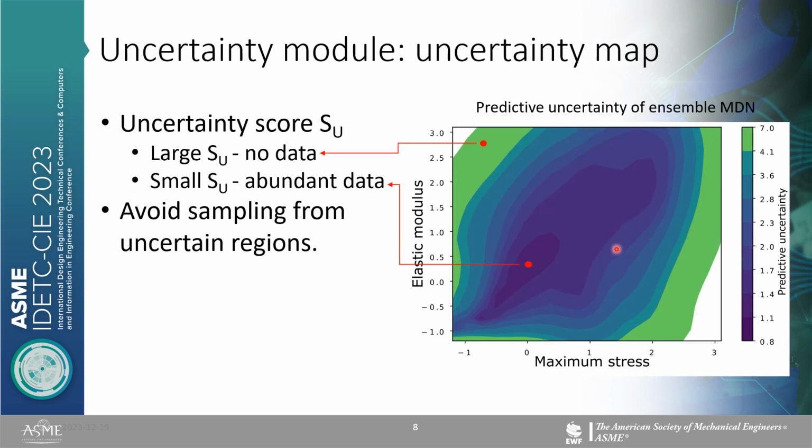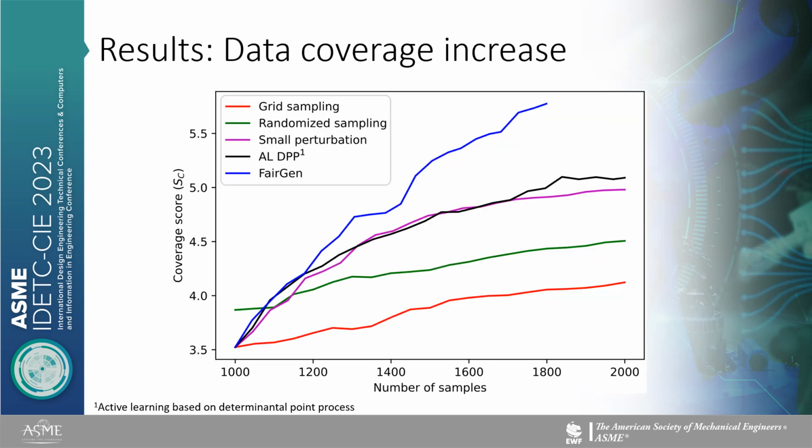Using this method, we can build an uncertainty module visualized by this uncertainty map. We have large uncertainty scores at the regions where we have no data, and we have small uncertainty score at the regions where we have a lot of data. This way, we can avoid sampling from the uncertain regions.